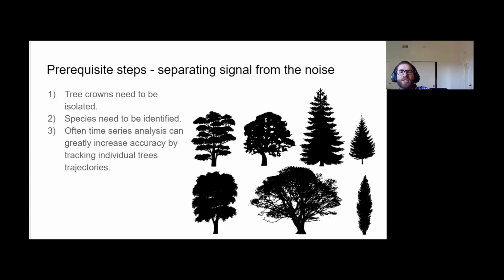Time series analysis is also highly likely to improve results. Even within species, spectral signals between trees could vary quite a bit for factors not related to acute tree stress. The most successful attempts at delving into stress almost always involve establishing a baseline for each tree crown and then looking at trajectories of spectral signals through time.